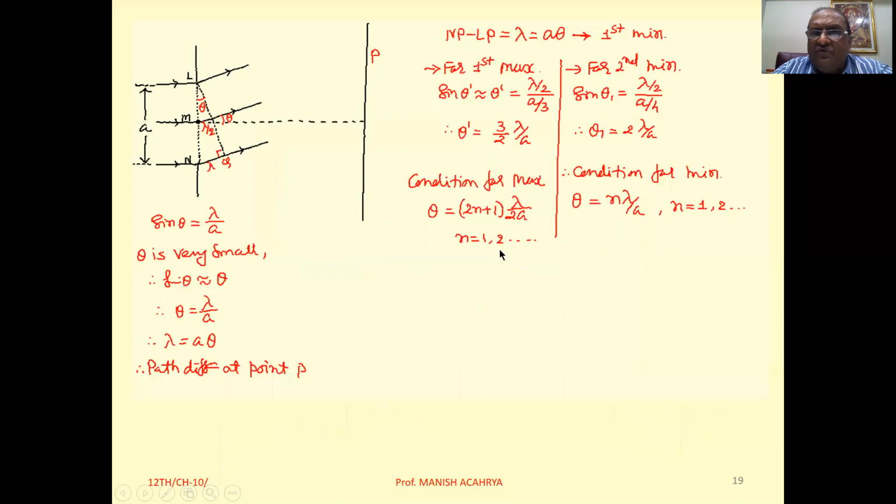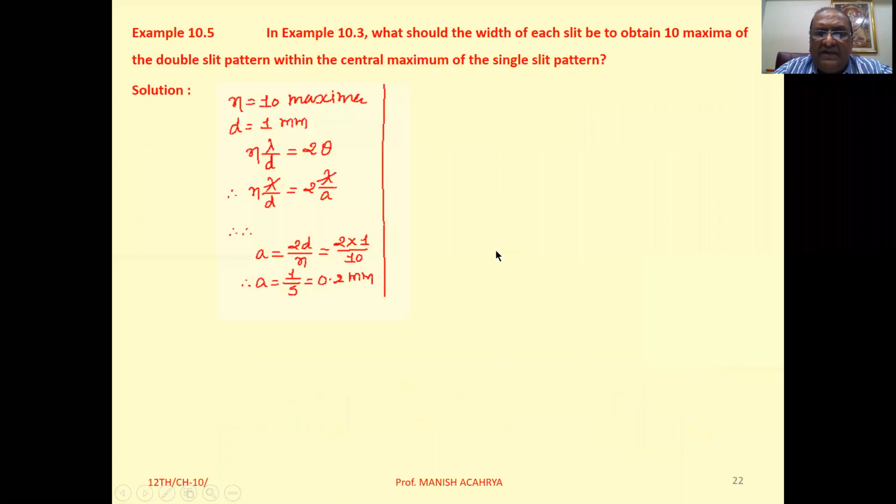So condition for minima, that is lambda by a, it implies that here we can write theta, that is lambda by a. So we can write resultantly n lambda by d, that is 2 lambda by a, lambda lambda cancel. So a, that is 2d by n. Now we want to accommodate 10 bright fringes or 10 maximas. 2d, distance between two slit, that is 1 millimeter, means a, the width of the slit, that we have to keep 0.2 millimeter. Clear to all of you now?